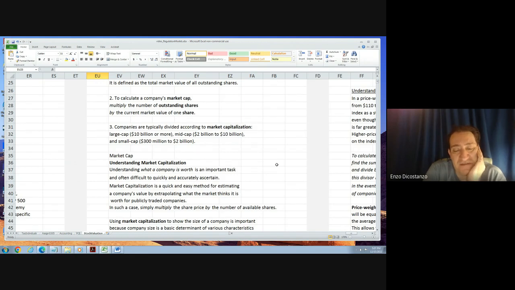It's a quick and easy way to estimate the company's value by extrapolating what the market thinks it's worth for publicly traded shares. Now, there might be some companies that don't have a lot of debt, and then the majority of the valuation would be the equity valuation. But if there's a big debt piece to it, that's also something you need to keep in mind.